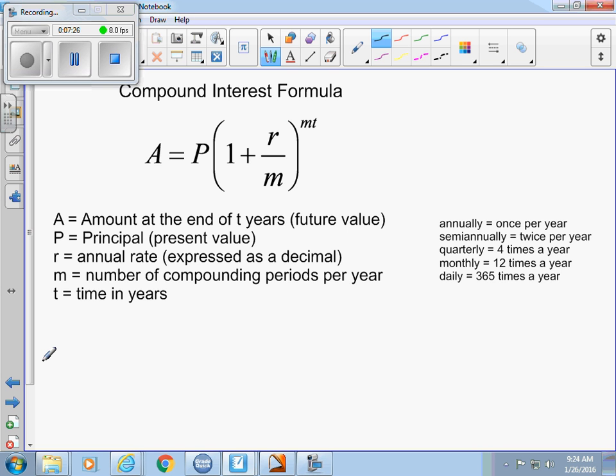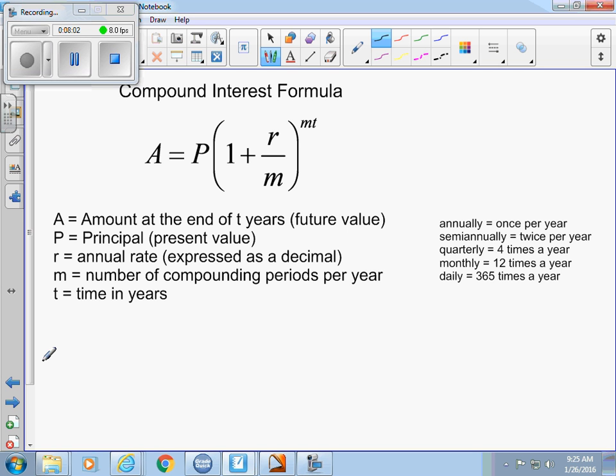A is the amount after t years, also known as the future value. It's kind of like the A from yesterday, except it's money instead of bacteria. P is the principal or present value, so it's the amount you start with. R is the annual interest rate, of course expressed as a decimal. M is the number of compounding periods per year. That's why it's divided by M.